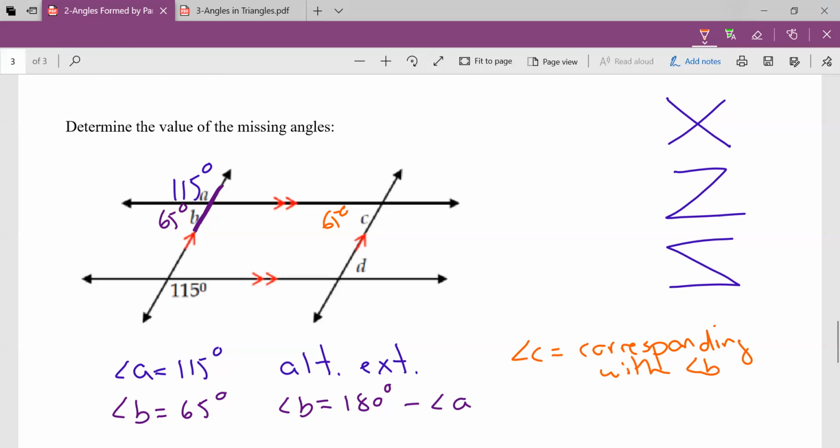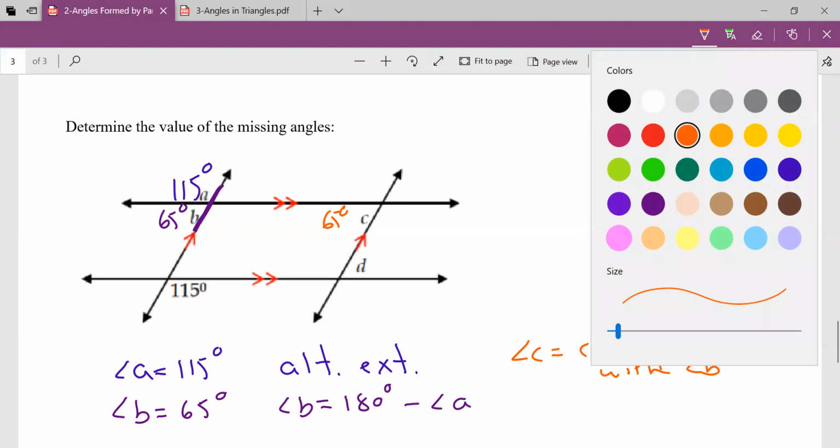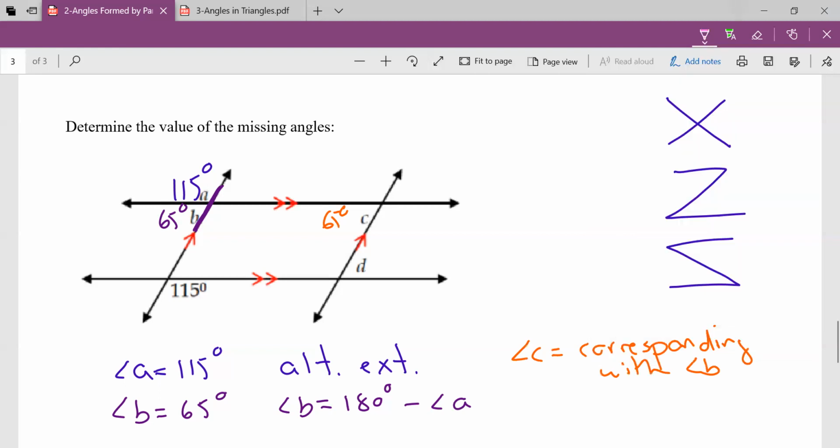Okay, and now we've got to get angle D. All right, let's go hot pink. What am I going to say about angle D? Well, here's my Z shape, friends. And so angle D is also going to be 65. And the reason for that is it's alternate interior. Okay, so it's a little tricky.